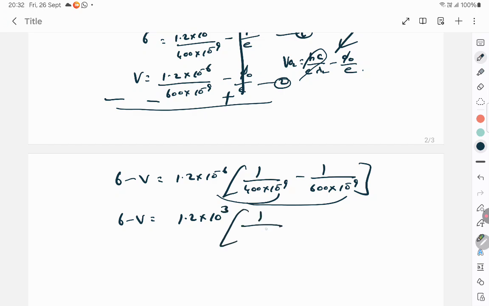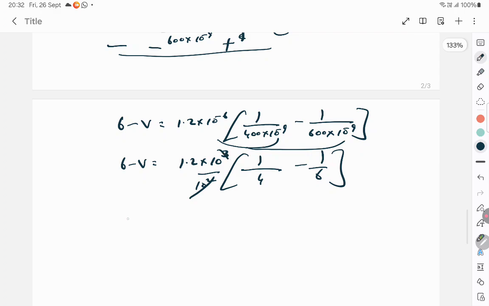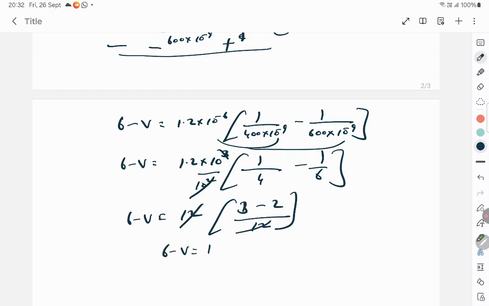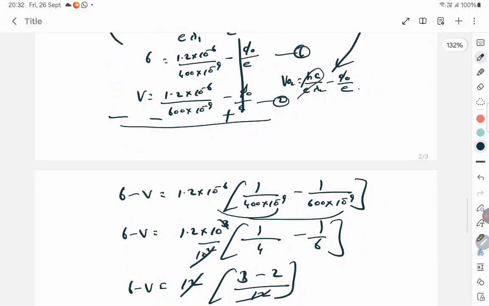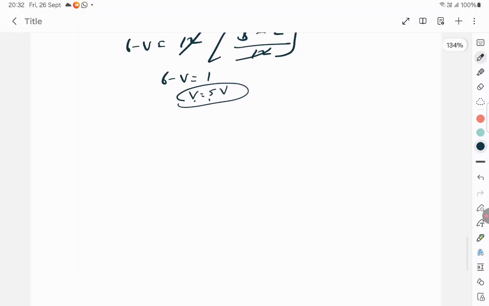And you also have a 1 by 400. Let's take the 10 to the power 2 out from the 400 and 600. So 1 by 4, 1 by 6. So this and this get cancelled. So you get 6 minus V is equal to 12 into 1 by 4 minus 1 by 6. The LCM is 12. 4 3s are 12 and 6 2s are 12. 12 and 12 get cancelled. 6 minus V is equal to 1. So V is equal to 5 volts. So the unknown voltage for that particular second wavelength becomes 5 volts. Okay, such a beautiful sum. Solve it like a linear equation.